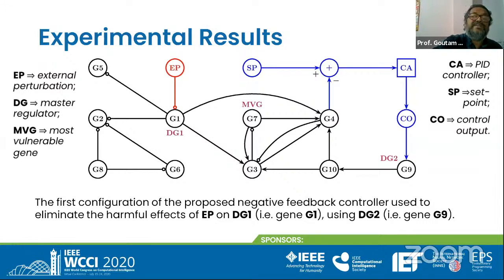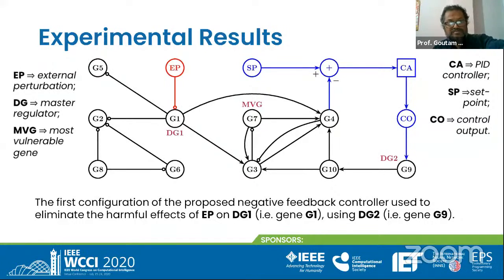EP will be there. You cannot remove this EP. So what is your solution? The solution is that I will disturb another master regulator, G9, in a controlled way, so that the negative effect of G1 on G7 is neutralized. Got my point?